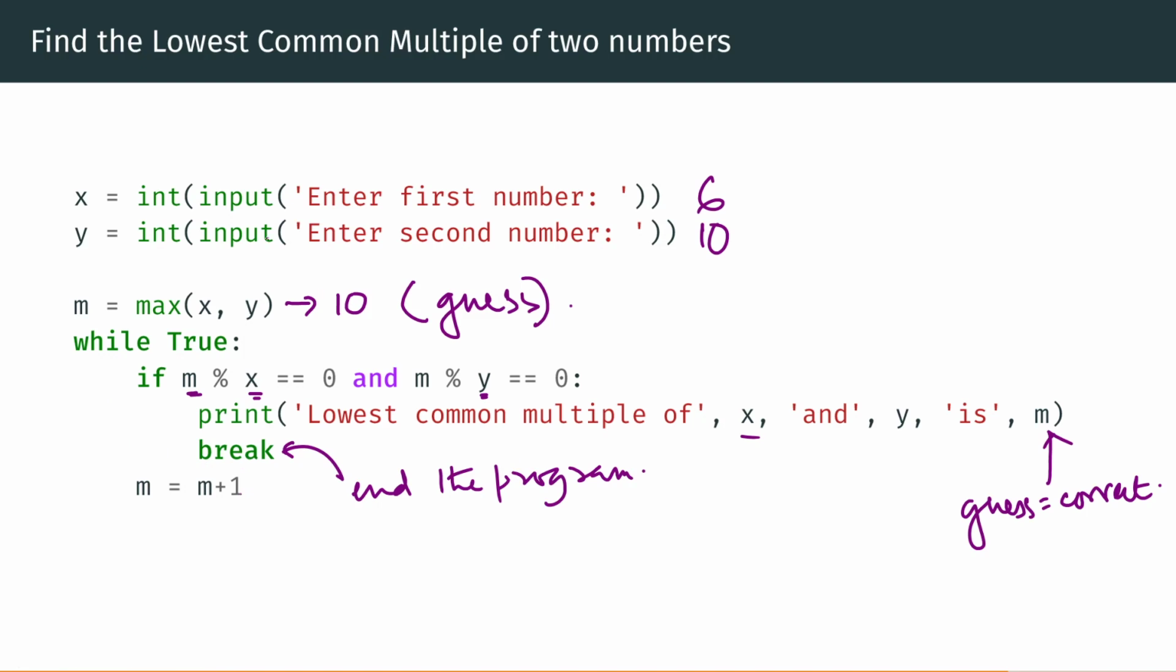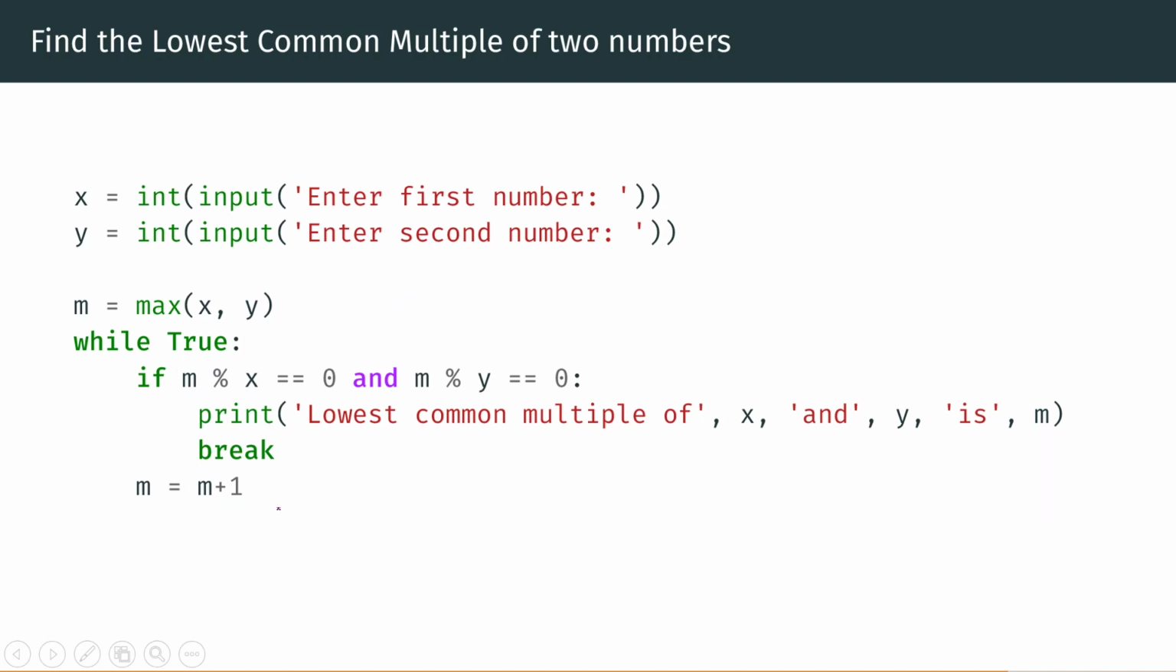If on the other hand either one of these conditions evaluates to false, we increment M and start all over again. So now M is 11, because the guess 10 was proved to be the incorrect answer, and then we go again and check again. We check if 11 is divisible by 6 and 11 is divisible by 10 or not.